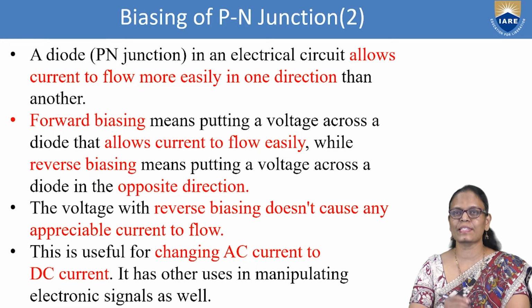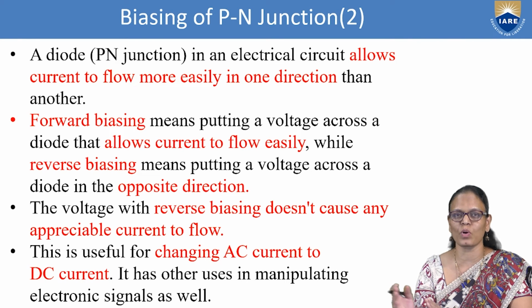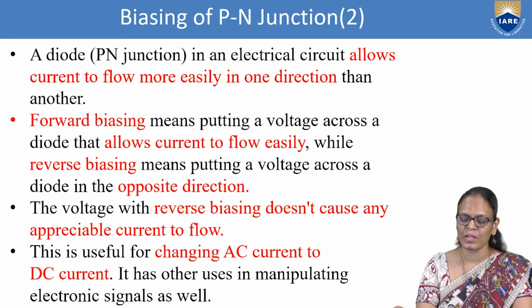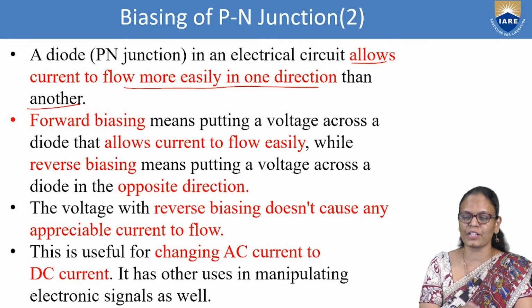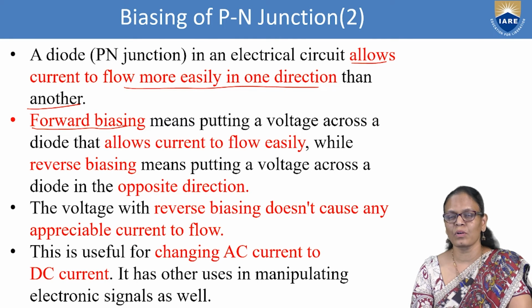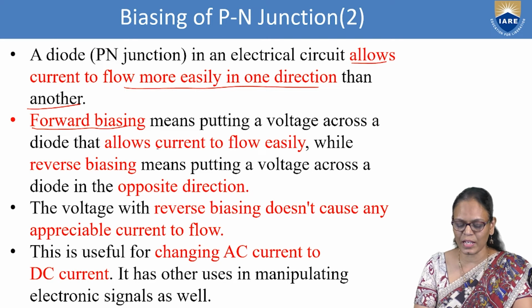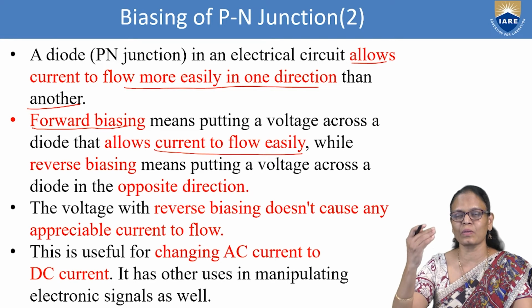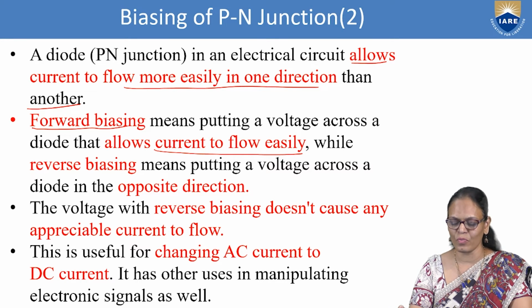So what we have seen here, we will just summarize: what is the need for biasing? If there is no bias, what happens? If there is forward bias, what happens? And if there is reverse bias. So in an electrical circuit, current flows more easily in one direction than the other. And when we do forward biasing, what does it mean? It means putting a voltage across the diode that allows the current to flow easily. It will reduce the barrier potential so that the current can flow very easily.